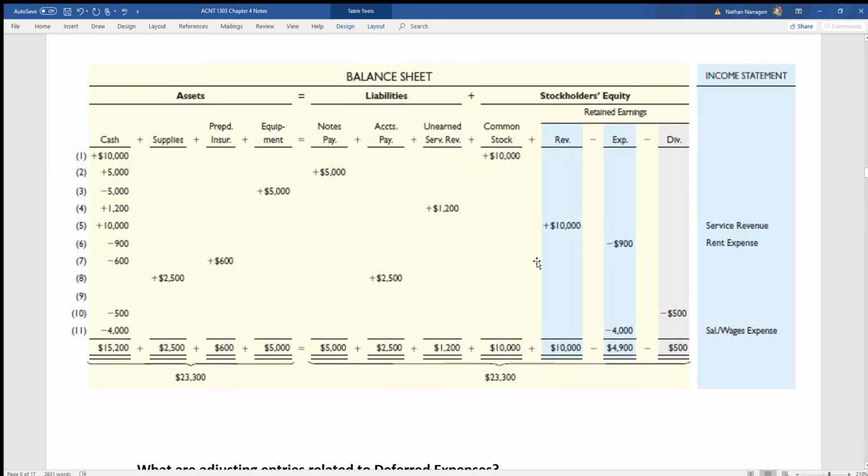So here is the example from the book, going through the 11 transactions that we already had. In fact, the rest of this chapter is going to be using this. As you can see already, we have our balances. We're using cash, supplies, prepaids, equipment, notes payable, accounts payable, unearned, common stock, revenue, expense, and dividends. We also have this last column that tells you what revenue and expenses we're using, so when we make the income statement, we can.